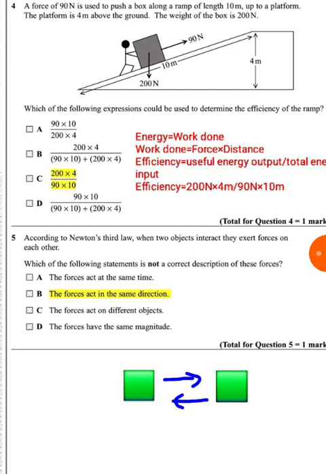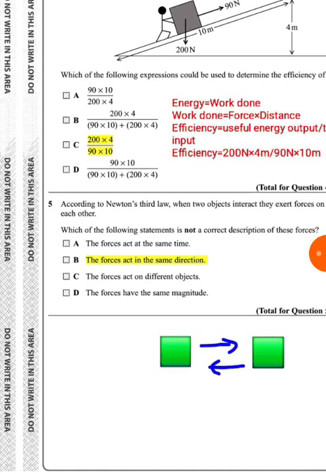Okay, so when one square acts a force on the other square, at the same exact moment the other square also acts its force on the first square. So B says the forces act in the same direction. So that's the answer. But let's take a look at the others as well. The forces act on different objects. Yeah, that's true. The forces act on different objects.